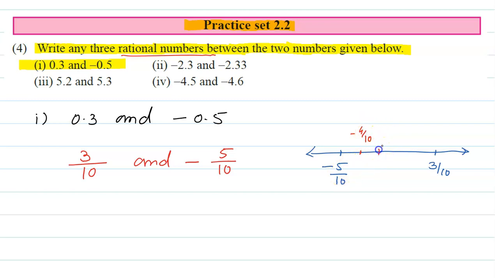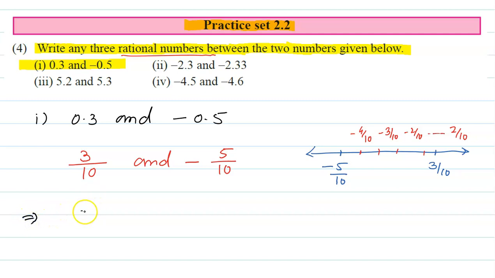After minus 5 by 10 we have minus 3 divided by 10, minus 2 divided by 10, and so on up to 2 divided by 10, and after 2 by 10 there is 3 by 10. So write any three rationals among them. I am writing all the rationals over here.